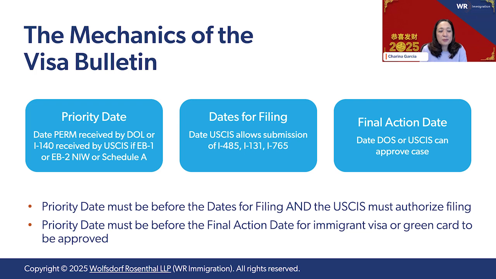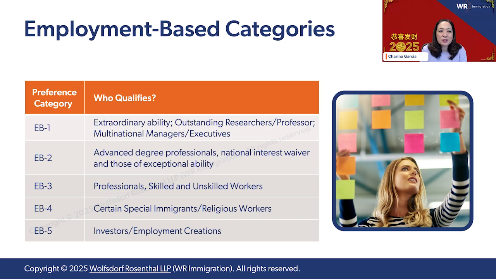Okay. If we go to the next slide, these are the different categories, which I'll run through very quickly, that we're talking about when we're going through the Visa Bulletin. And of course, the first preference category is extraordinary ability and outstanding researchers, professors, and multinational managers and executives. This typically moves the fastest and typically is current, which we'll talk about later.